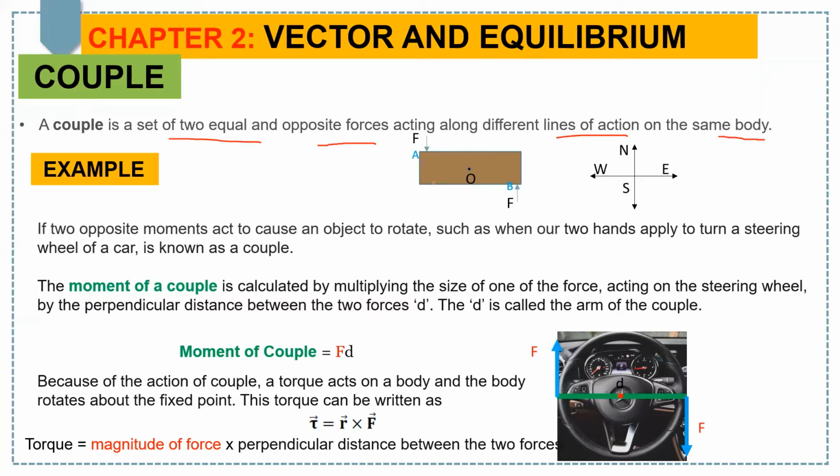For example, here is a table and we want to rotate this table about point O. For this, student A will apply force in the south direction and student B will apply force in the north direction. But please remember, both forces must be of same magnitude. But as you can see, they are operating in opposite directions to each other. It means they are anti-parallel to each other. And both are acting along different lines of action. This force has line of action in this direction, and this force has line of action in this way.